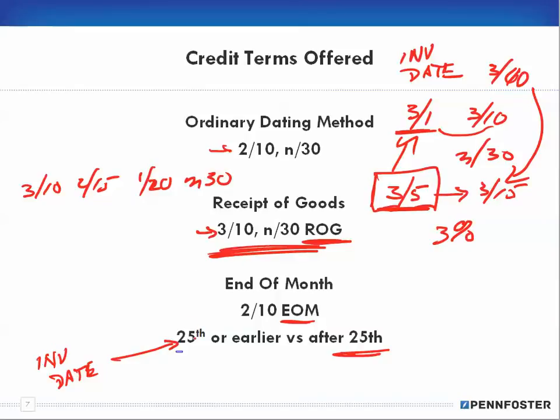If the invoice date is the 25th of the month or earlier, then depending upon the term here, which says 2% 10, what that means is you can take a 2% discount by the 10th day of the next month.